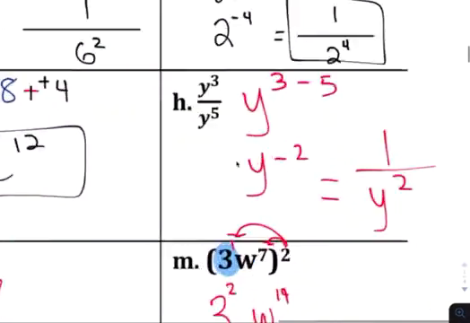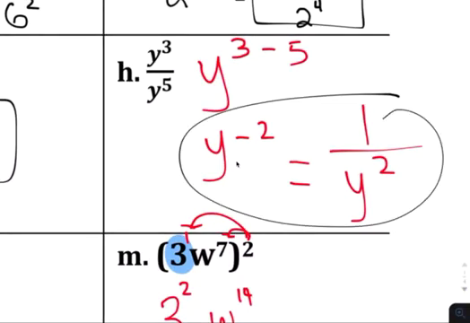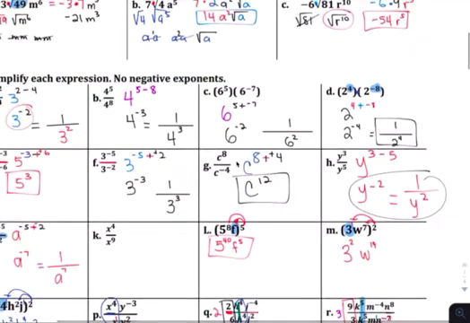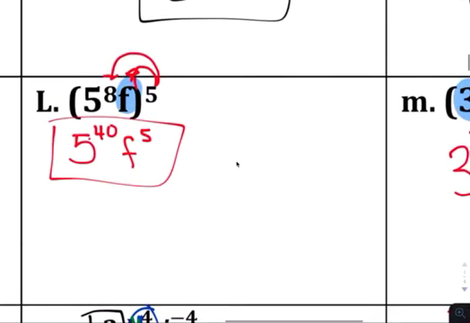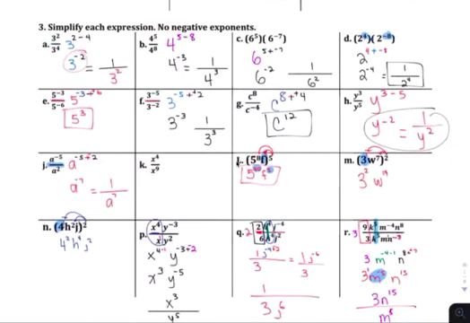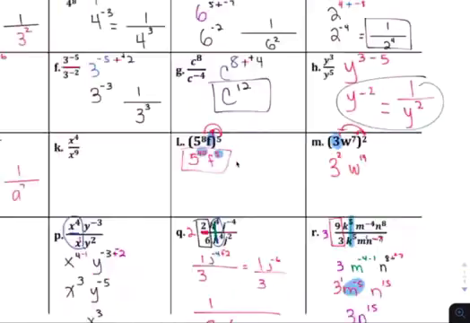Okay, so notice every time it's a negative exponent, the answer is a fraction. Now, if you have a positive exponent, you leave it like that. It's not a fraction. Positive exponent, not a fraction.